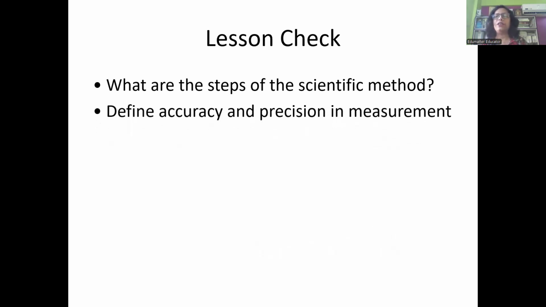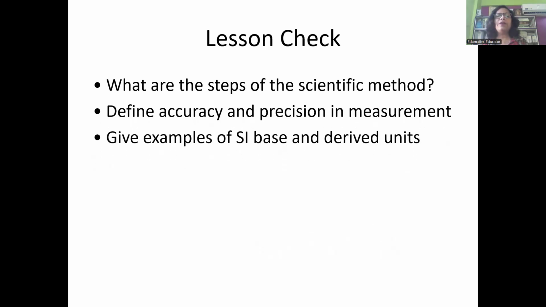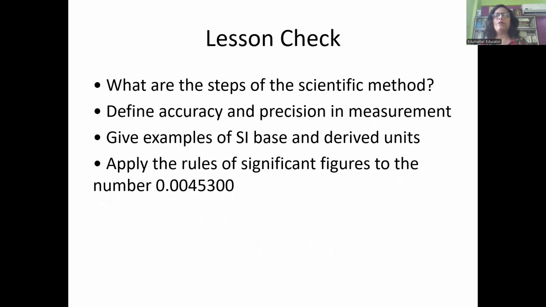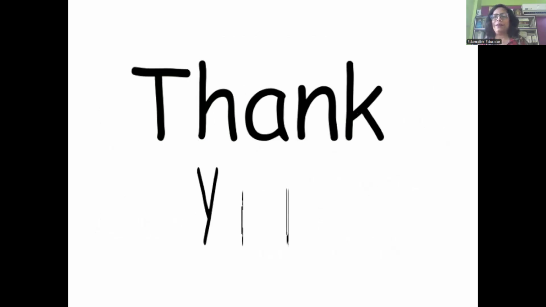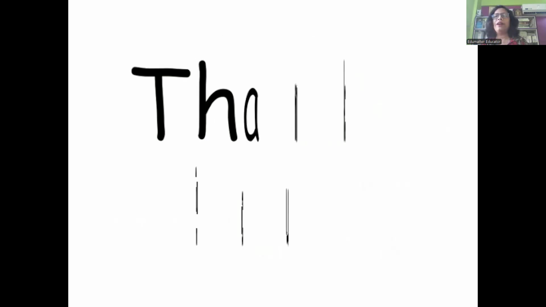Define accuracy and precision in measurement. Give examples of SI base and derived units. Apply the rules of significant figures to the number and find out the number of significant figures here. Convert 90 kilometer per hour to meter per second, and you will be provided with some questions. If you are interested, you can solve them and you can ask for your doubts also.